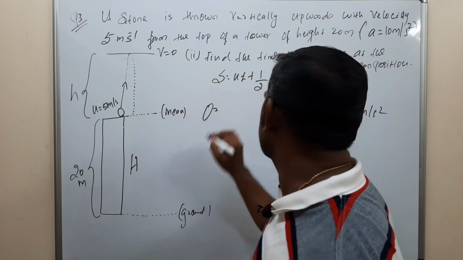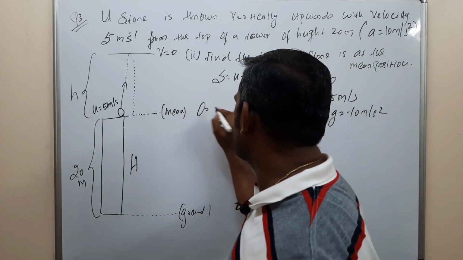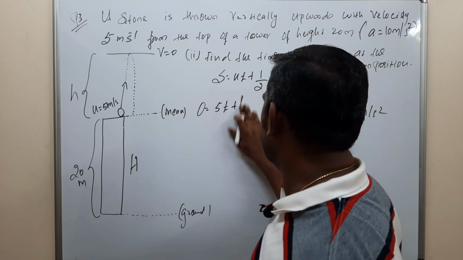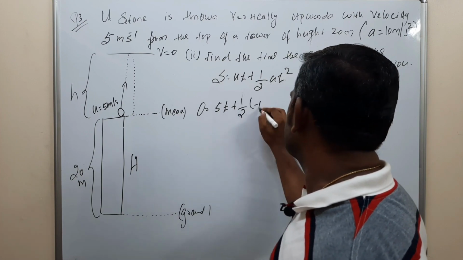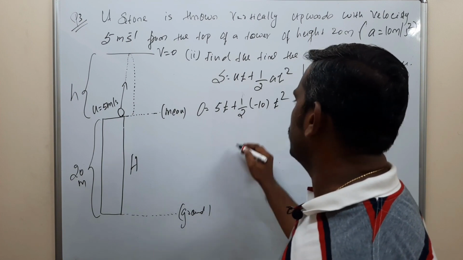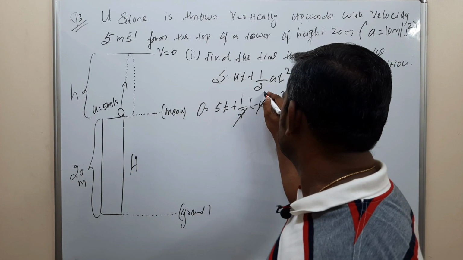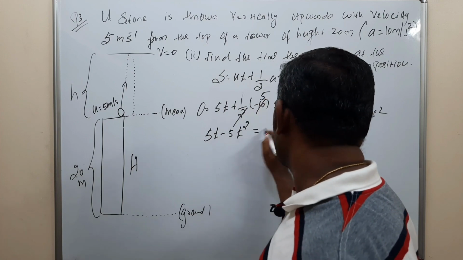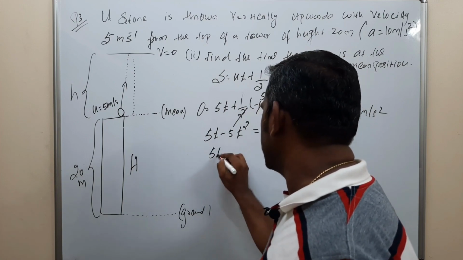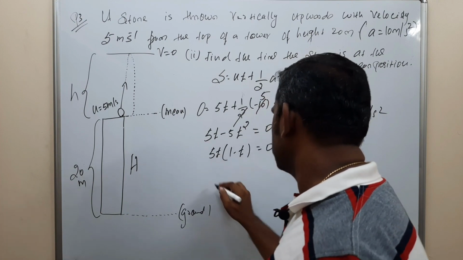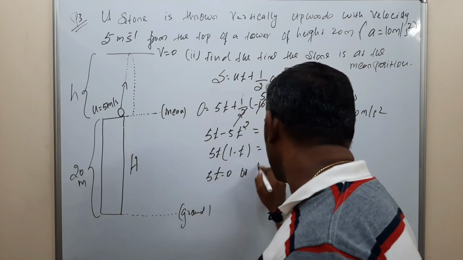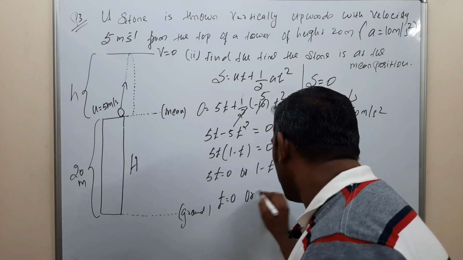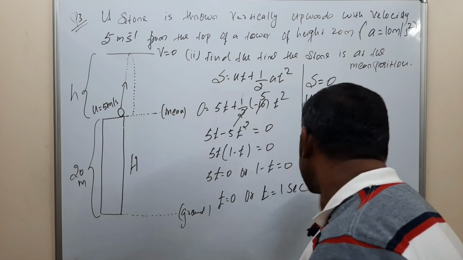Substitute the values. 0 is equal to ut, that is 5t, plus half into minus 10 into t square. So 5t minus 5t square is equal to 0. We can take 5t common outside, 5t into (1 minus t) is equal to 0. So 5t is equal to 0 or 1 minus t is equal to 0, so t is equal to 0 or t is equal to 1 second.